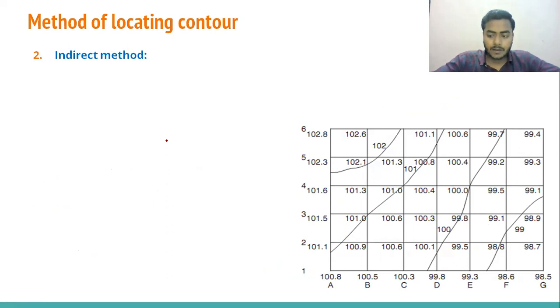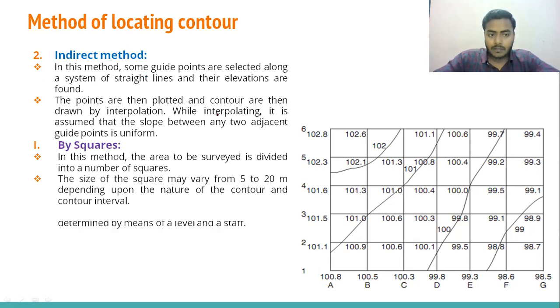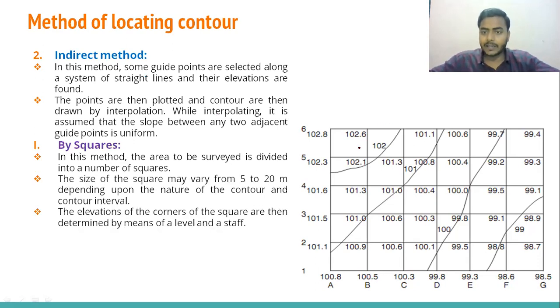Indirect method. It means we will not directly calculate the contour lines, or directly calculate the elevation of points of equal elevation. In this case, you can see on this plan, we will draw the figure with a number of squares, and we will try to keep the squares the same size.